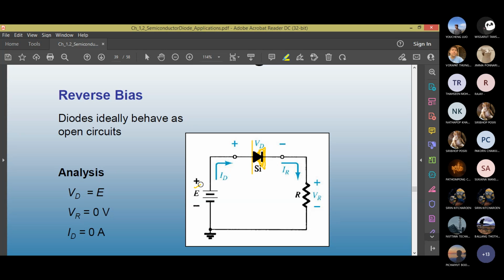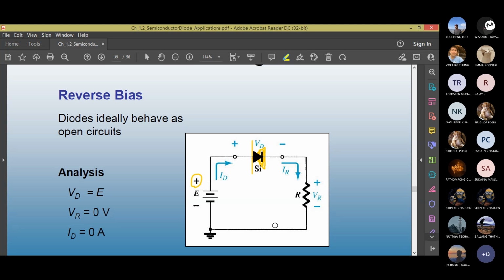Now you have plus voltage. This is the negative terminal of the diode. Ignore the black symbol because it's wrong. This is the negative terminal, the cathode. This is the positive terminal, the anode. Is the diode on or off?